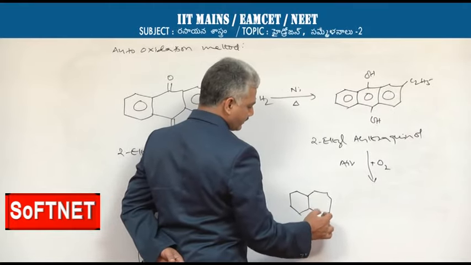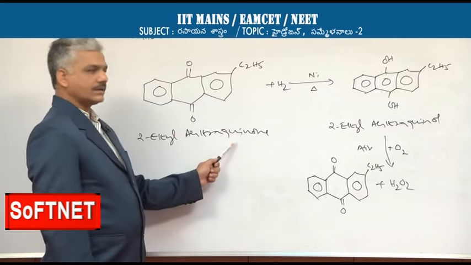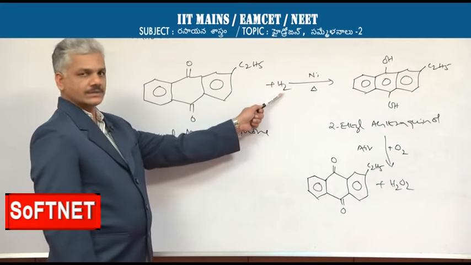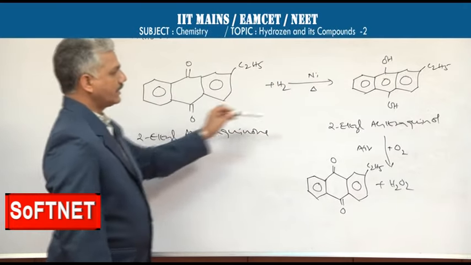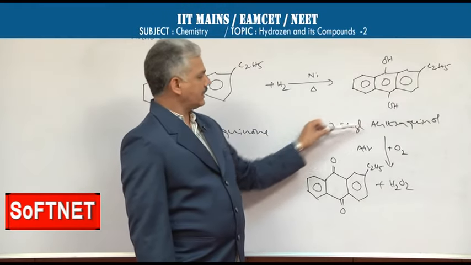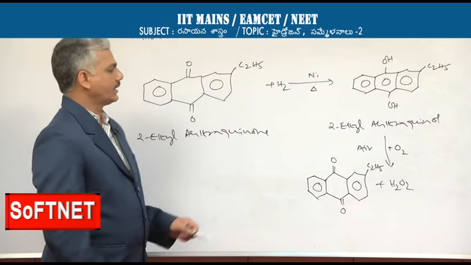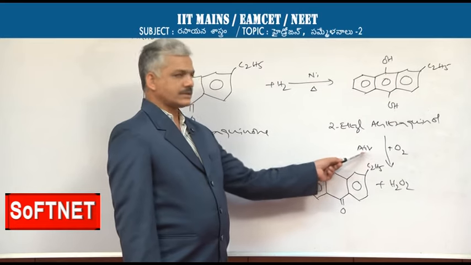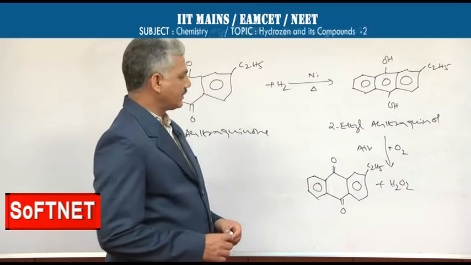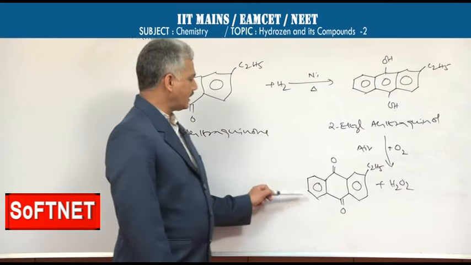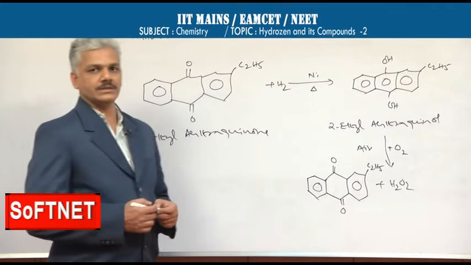again we get back. In auto oxidation method, 2-ethyl anthraquinone is heated with hydrogen gas in the presence of nickel as catalyst. The keto groups are converted into alcoholic groups, and the resultant product is called 2-ethyl anthraquinol. When 2-ethyl anthraquinol is exposed to air, it undergoes oxidation by reacting with oxygen present in air. In that process again we get back 2-ethyl anthraquinone and hydrogen peroxide is obtained.